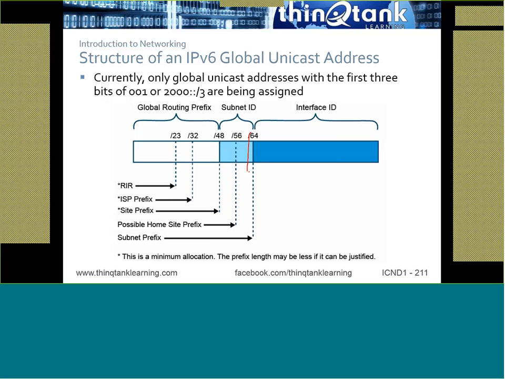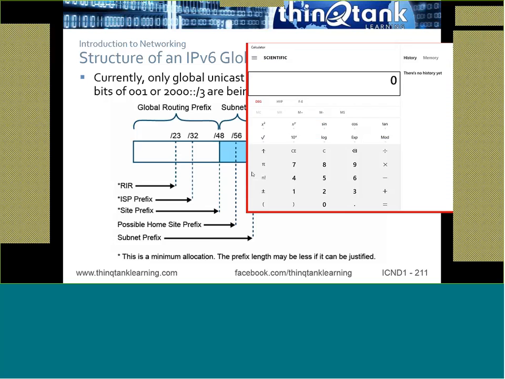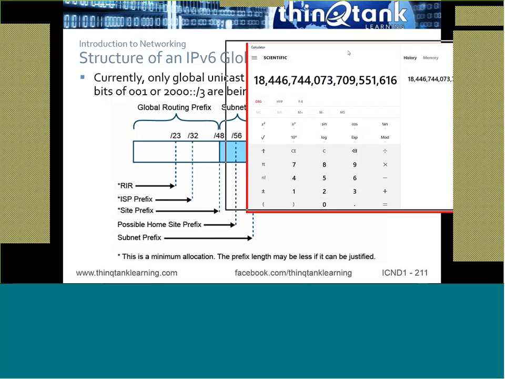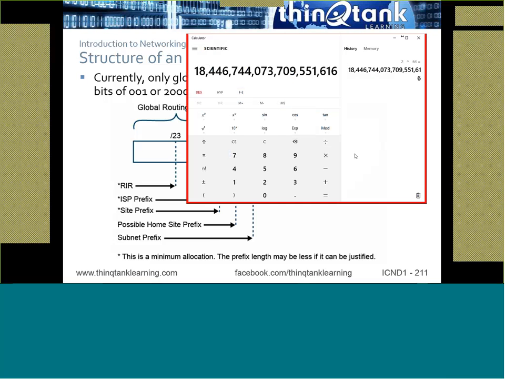That's as low as they go. They're going to give you a /64, which means that you have 2 to the power of 64 public addresses in your subnet, in your network. That should be enough for your house, right?